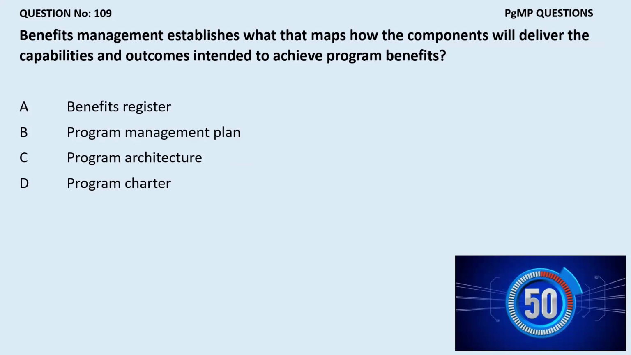So here, maybe I need to read this. I'm actually asking: the benefits management domain establishes what document. Establish what document or what something. And what your answer is, that maps how the components will deliver the capabilities and outcomes intended to achieve the program benefits. That is the question.